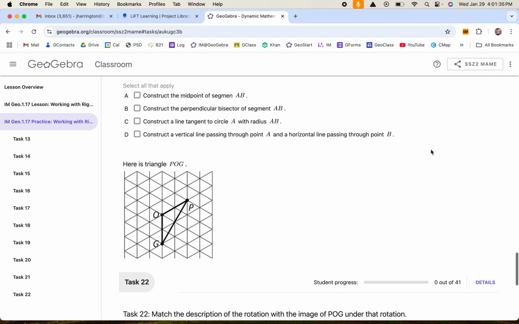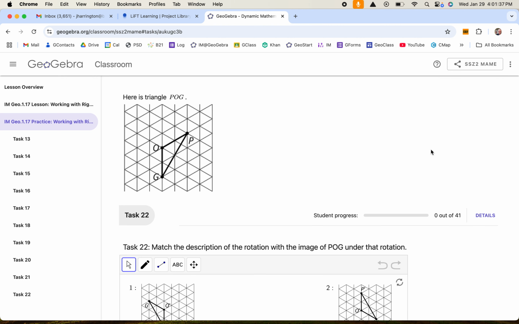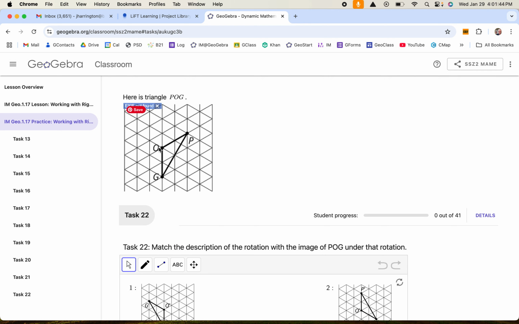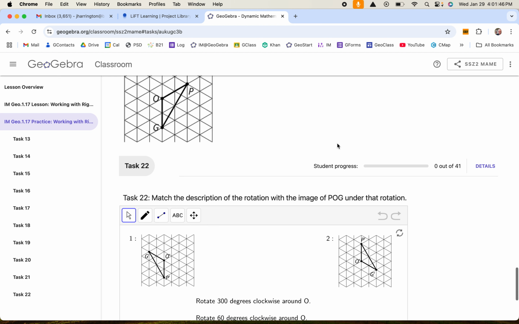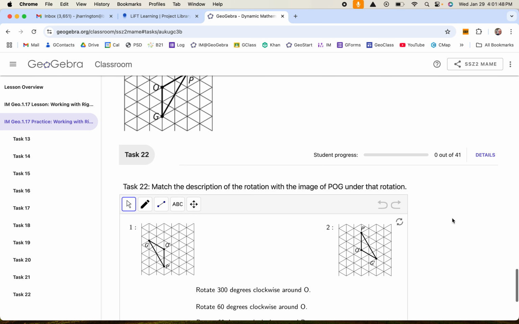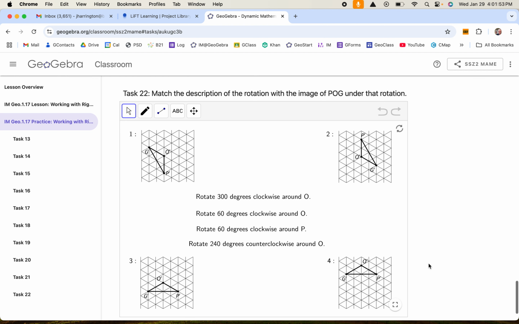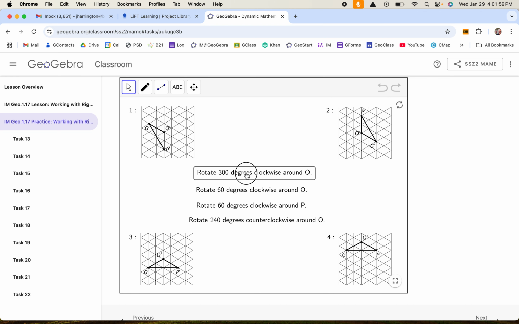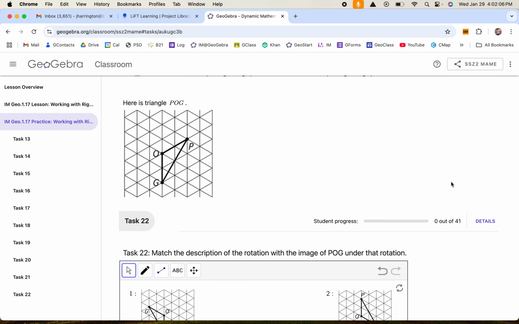Next one. This is all for task 22. This is our original diagram. What we're looking at is we need to match these descriptions down here with what happens to our original triangle. You're going to grab onto these things and move them around until they match with either 1, 2, 3, or 4. That's what you have to do.